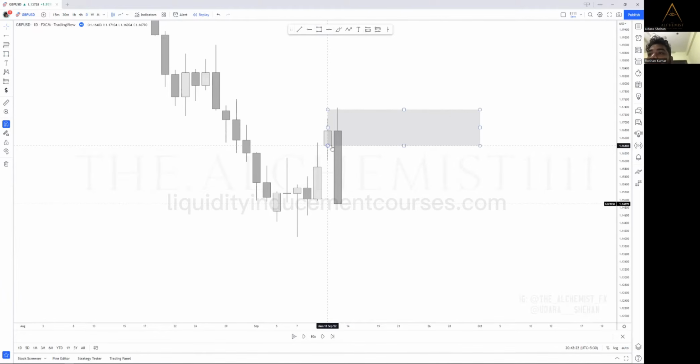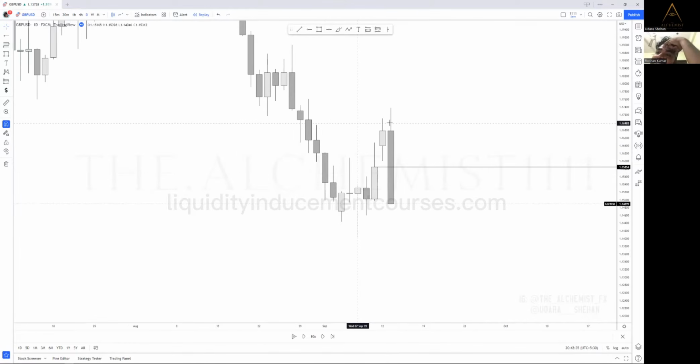But I told you, what is the order block? Is it the opening price of this candle? No, it is the closing price of the previous candle, this one right here. Can you understand that? Not the opening price of this candle. I told you always use the closing prices of candles, right?